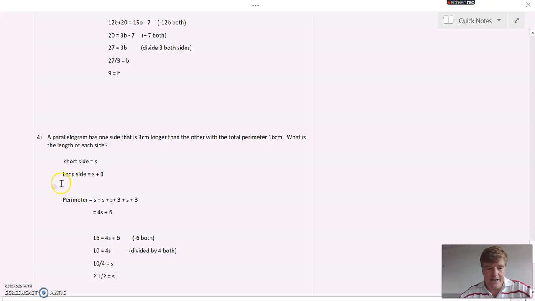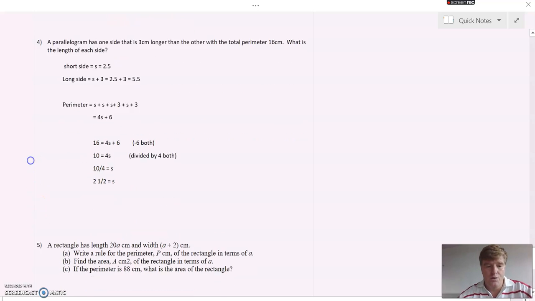Now, with all these, we can go back and check as well. We can say, okay, 2 and a half. So the short side is going to equal 2.5. The long side is going to have to equal 5.5, because it's 2.5 plus 3. So what does it equal if we add them up? Well, 2 lots of the short side is 5, and 2 lots of 5.5 is going to be 11. So it's 16 centimetres in total. So it looks like we have worked that out.